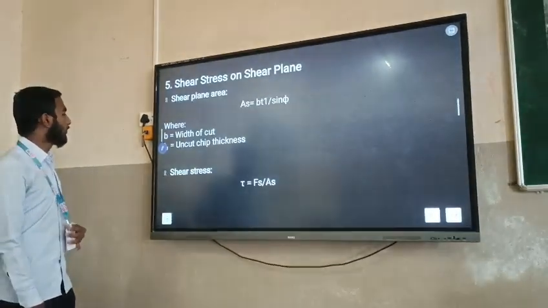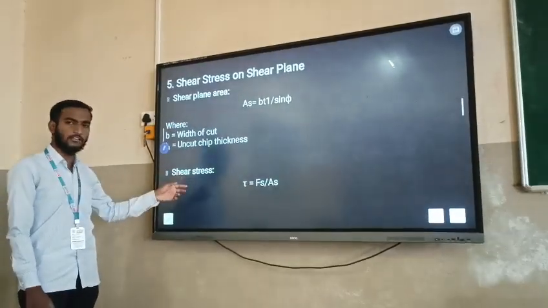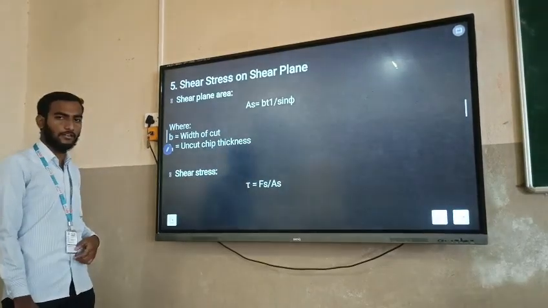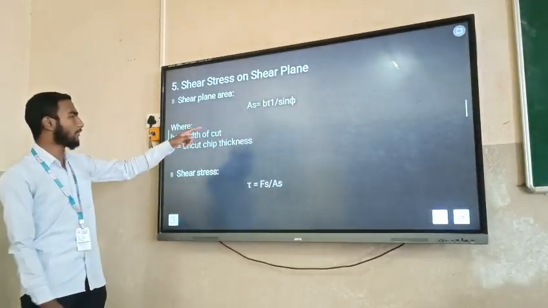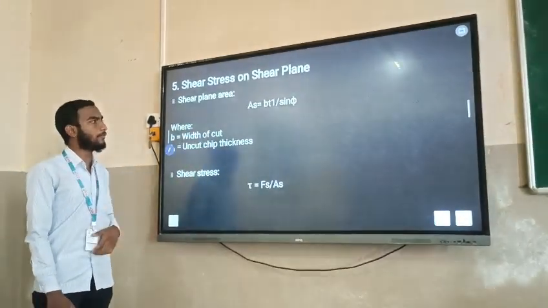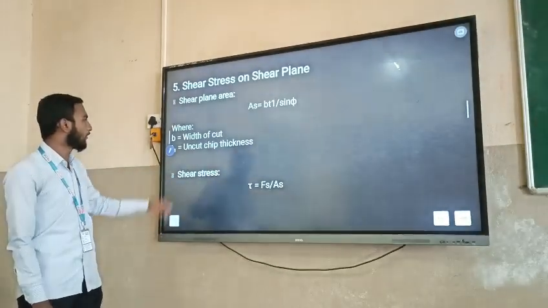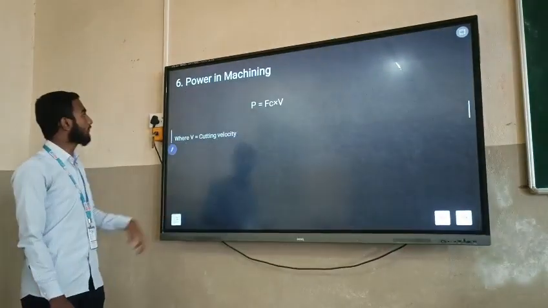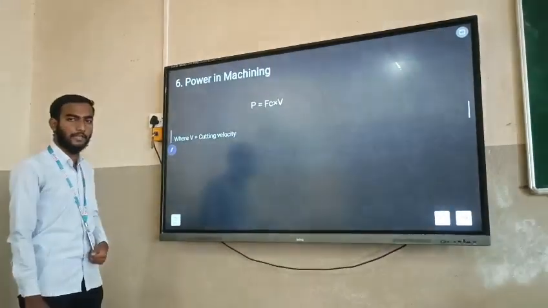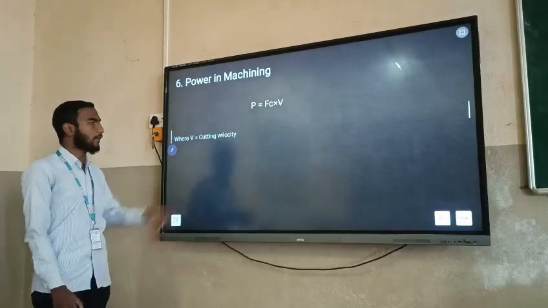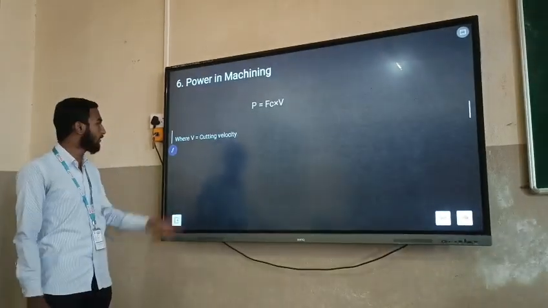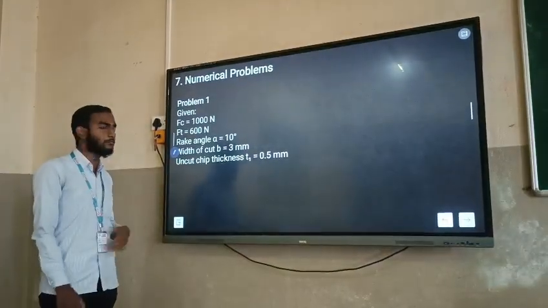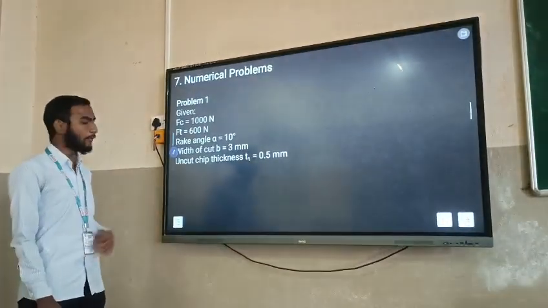Next is shear stress. For shear stress, the formula is tau is equal to Fs upon As. Fs is the shear force, and As we can calculate by the formula B times t1 upon sin phi. Here B is the width of cut and t1 is the uncut chip thickness. Power we can calculate by the formula Fc into V. Fc is the cutting force and V is the cutting velocity. Then we will solve one numerical based on the following derivations.